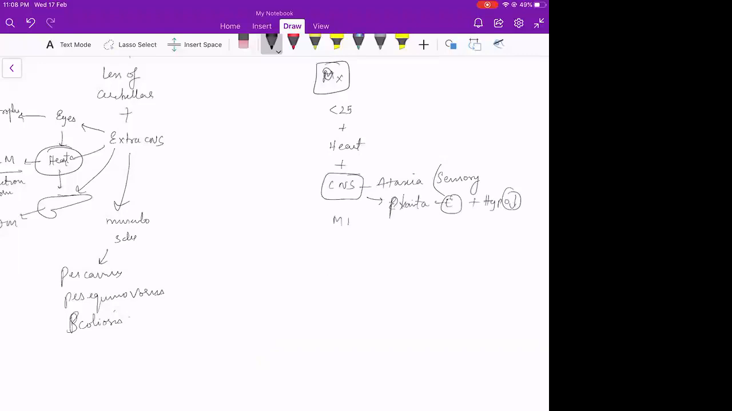When you do MRI, it might be normal, the cerebellum is spared. But when we come to the cervical cord, there is atrophy. So all this is a clinical diagnosis only. The patient, you can further do genetic testing to confirm it.